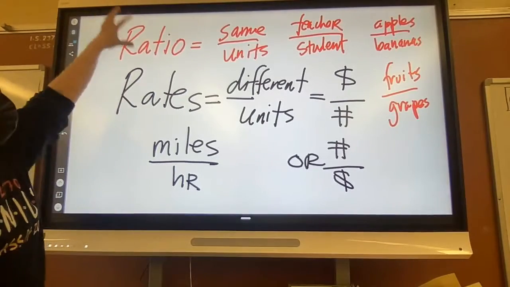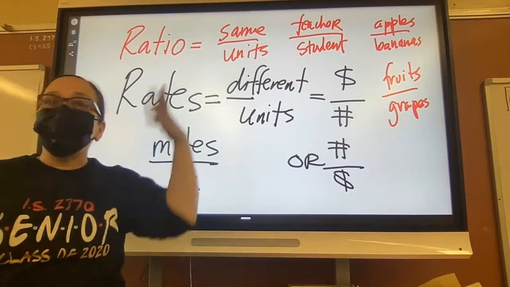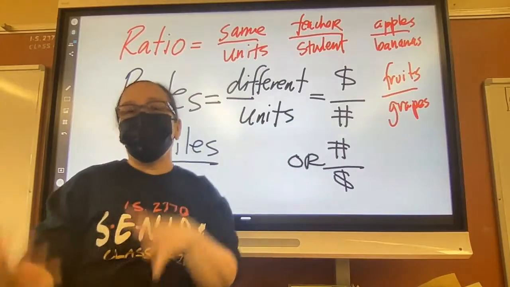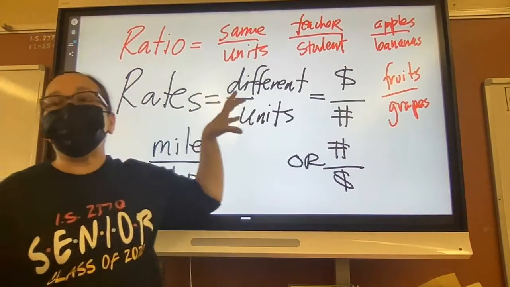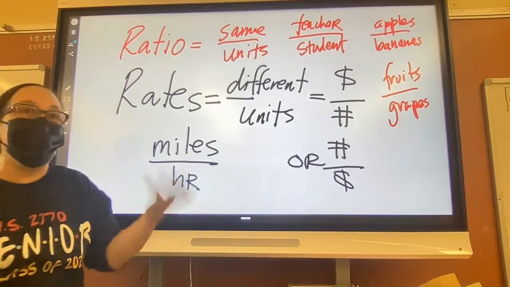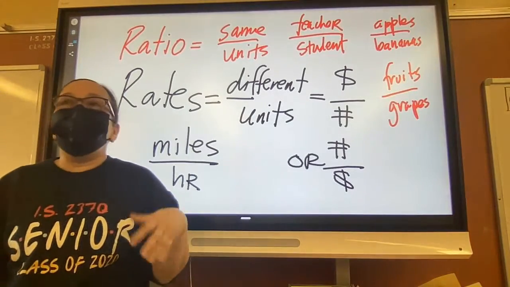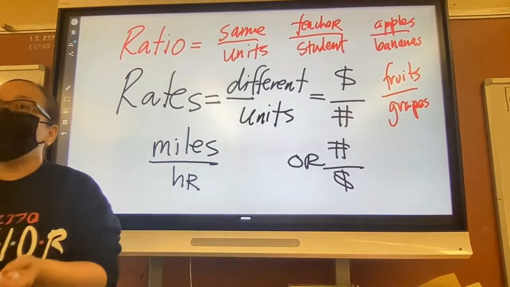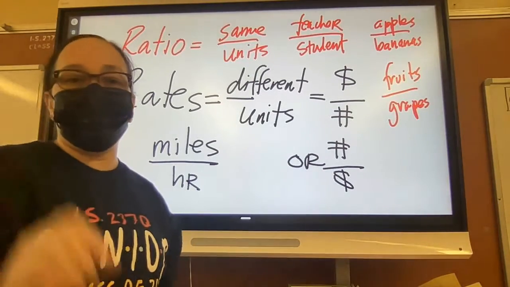The ratio compares the same units from each term, the numerator and denominator. It's like teacher and student, bananas and apples, grapes with the total number of fruits. But rates compare two different units in each term. So dollars and the number of items you bought, for example, miles per hour, minutes per pages you read. So a rate is a ratio but compares different units in each term.